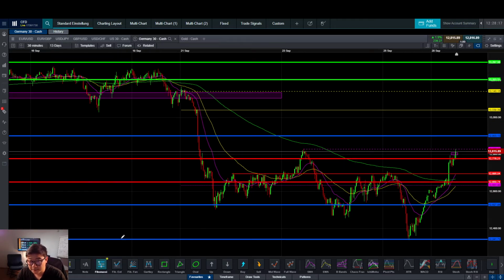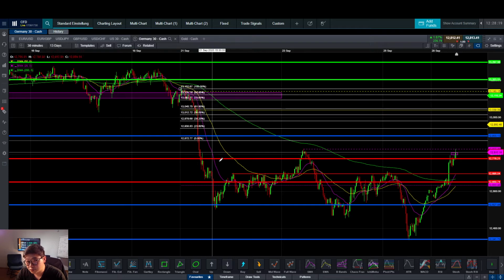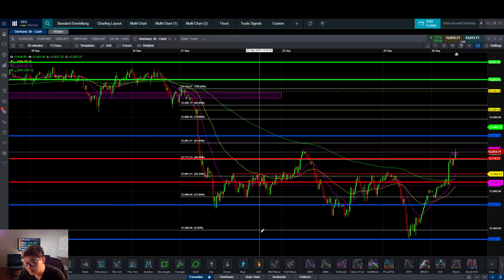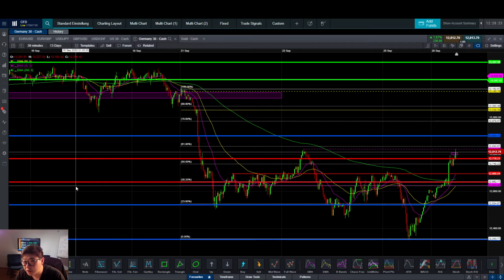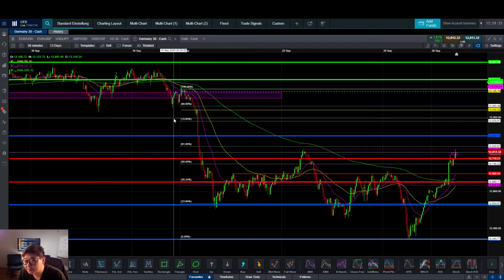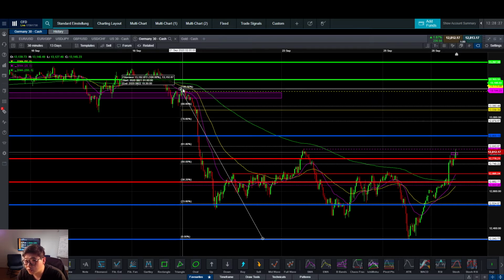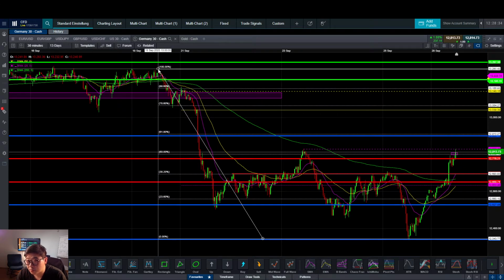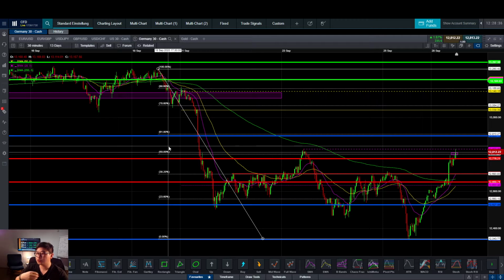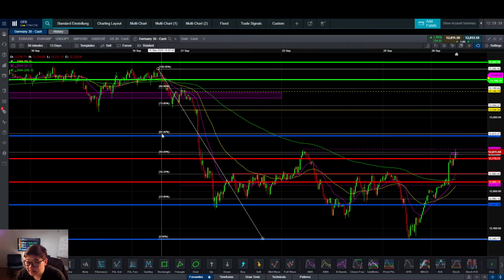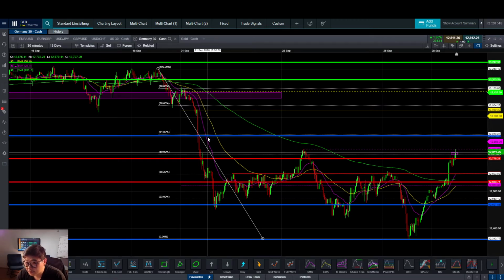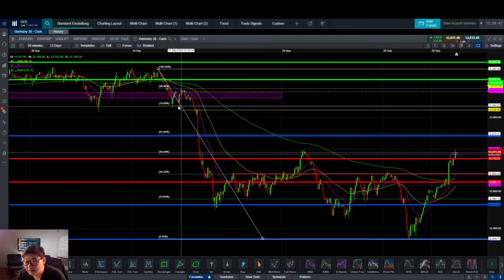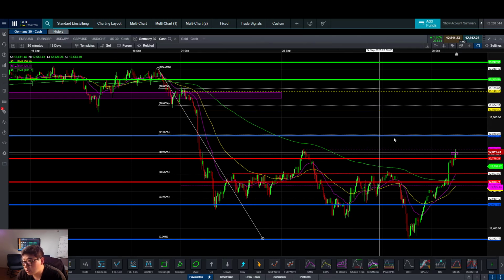Let's draw the fib. Some people would draw it here, so we could as well. Take a low, and then where do you expect it? You expect the 61 to be here, but no. I'm going to draw it from where the actual drop was. And now what we see is that the 61.8 is right where our blue line is.